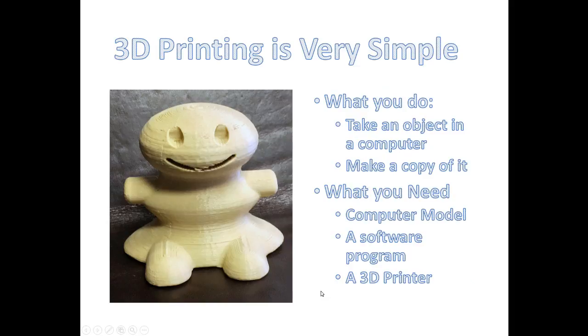The basic idea behind 3D printing is taking a computer model of something, an object that's in the computer, and making a physical copy of it. It's really simple. In order to do this, you need three things: a computer model, a software program that converts the computer model into something a 3D printer can use, and of course, a 3D printer.